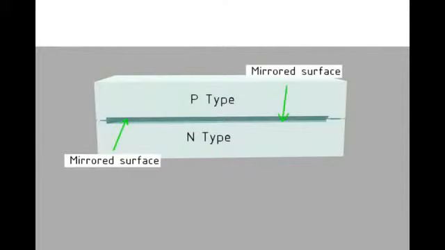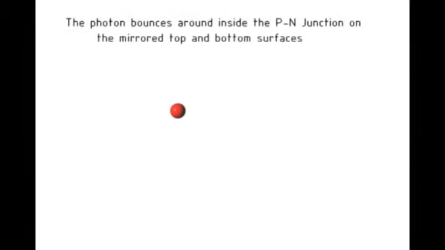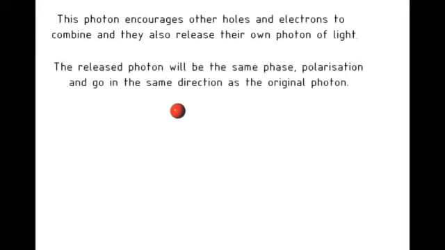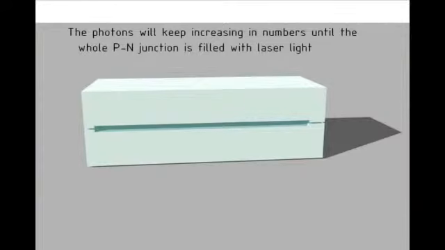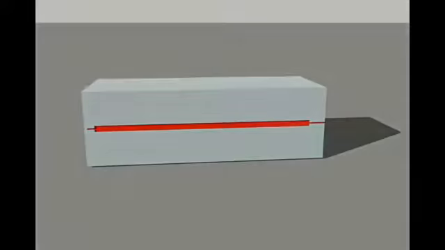The top and bottom surfaces of the p-n junction have been coated with a mirrored material to trap the photon light. The photon bounces around inside the p-n junction on the mirrored top and bottom surfaces. This photon encourages other holes and electrons to combine, and they also release their own photon of light. The released photon will be the same phase, polarization, and go in the same direction as the original photon. This process will continue and more photons of the same phase, polarization, and direction will be created. The photons will keep increasing in numbers until the whole p-n junction is filled with laser light.